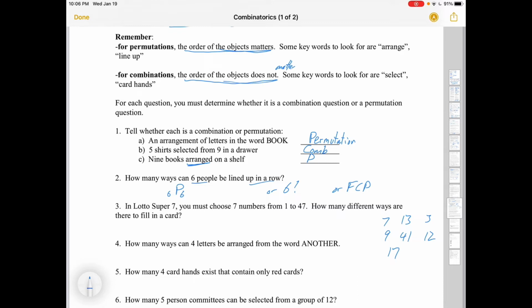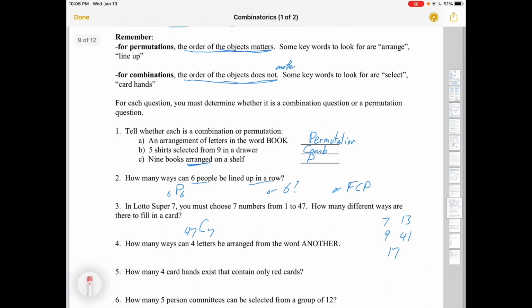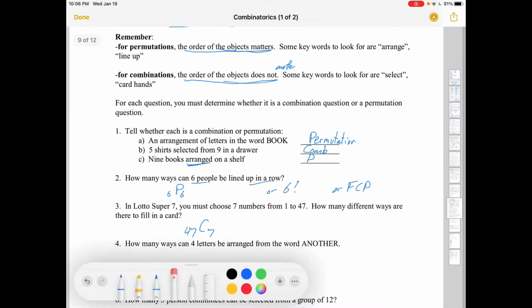It doesn't matter which one I bubble in on the card first or which one I say first. The order that you select them in doesn't matter. It's just those 7 numbers. So the total number of ways to fill in the card: you have 47 choices, and you can choose 7 of them. In the last set of practice questions, there was one on Lotto 649 that was very similar.